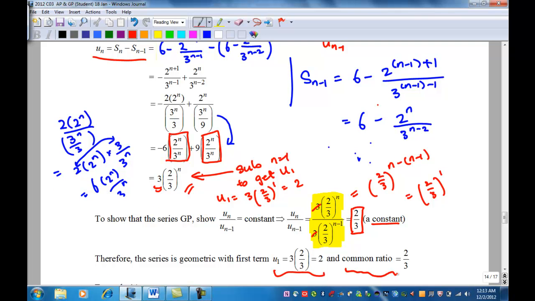And we state that the common ratio is 2/3. That's the end of the example. Thank you.